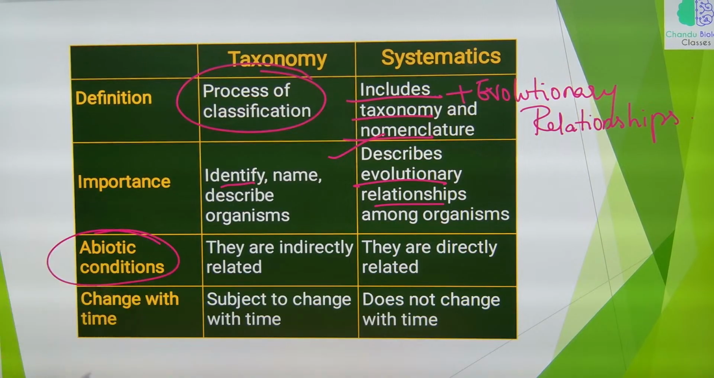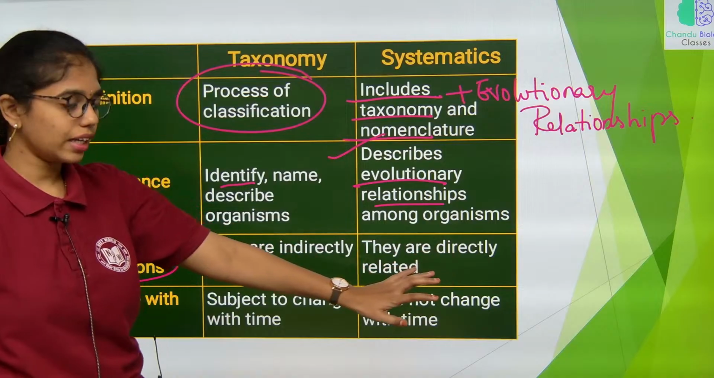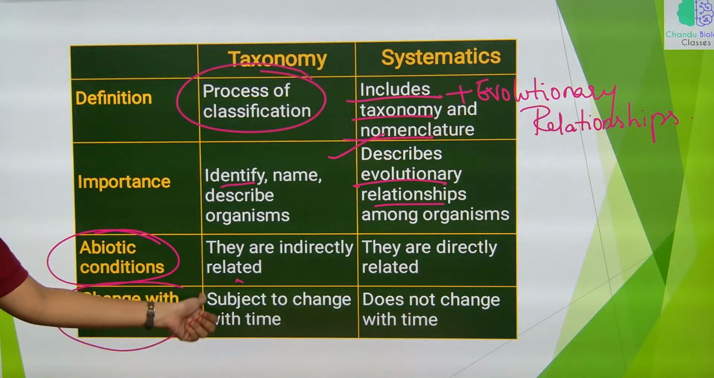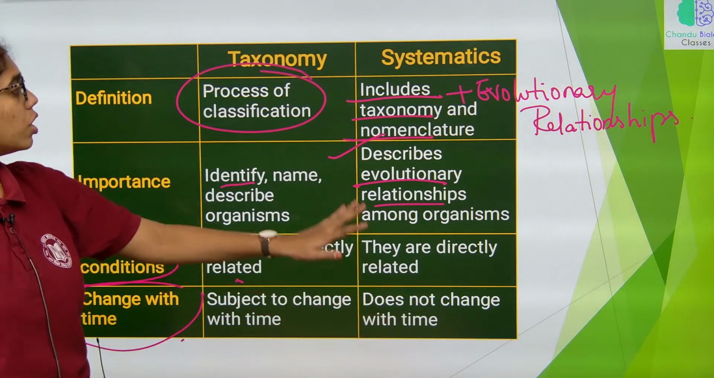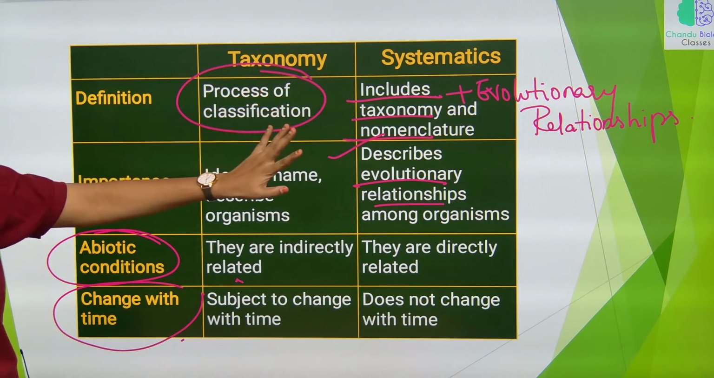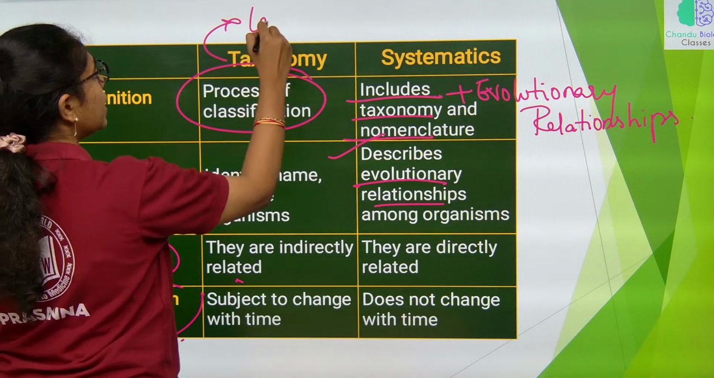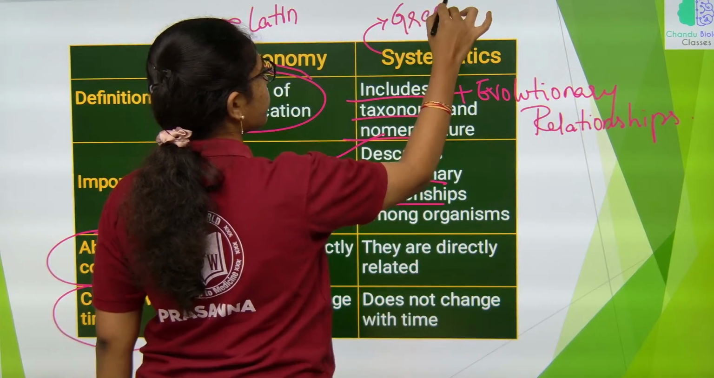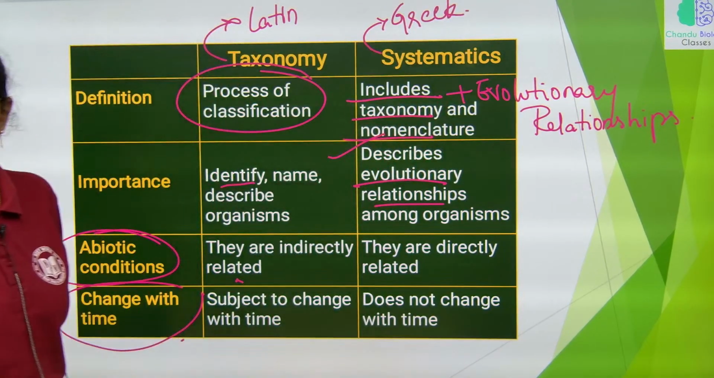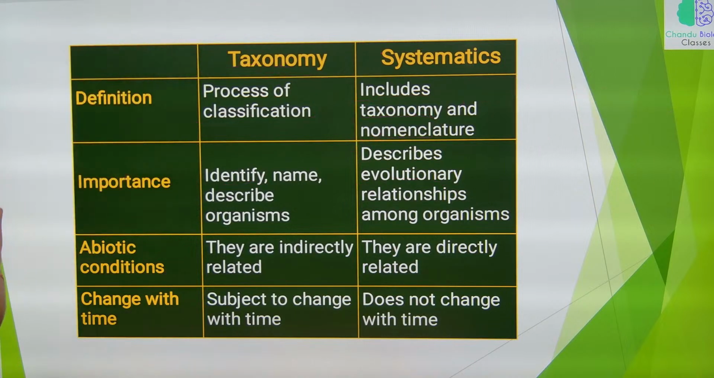Abiotic conditions are indirectly related here, and there abiotic conditions are directly related. This is subject to change with time, and this does not change with time. So, this is about taxonomy and systematics. Taxonomy is Latin in origin, systematics is Greek in origin. Okay. So, this is the difference between taxonomy and systematics.